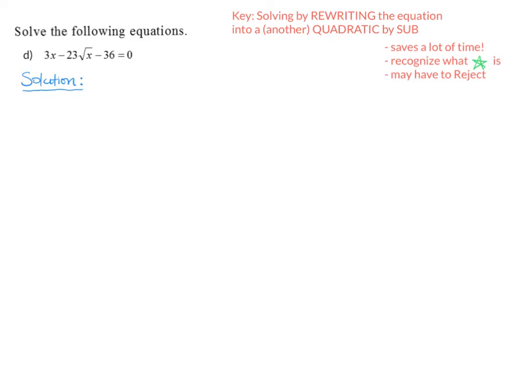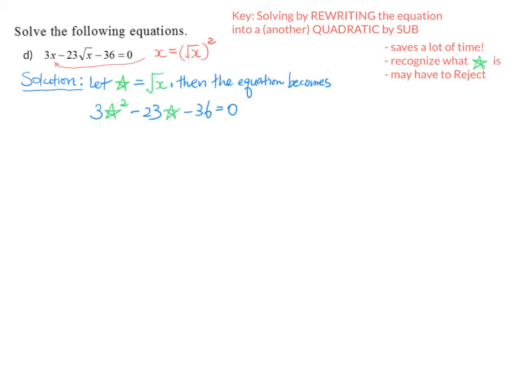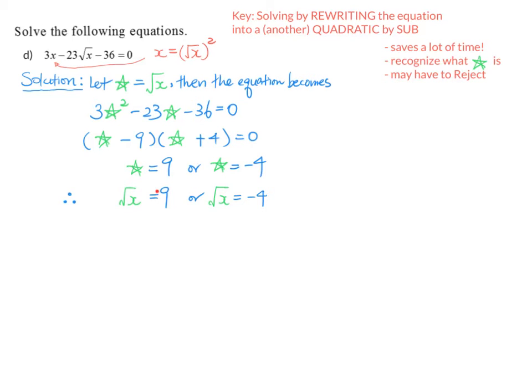For this example, even when we have surds, it still works, because in this case, we could let the square root of x be the star. And so by doing this, we still have a handsome quadratic here. By factorizing, we've got star equals 9 or negative 4. And this time, when we put this back into the equation, this one case has to be rejected because after square rooting, we cannot get anything negative. And so in this case, there's only one answer, 81.